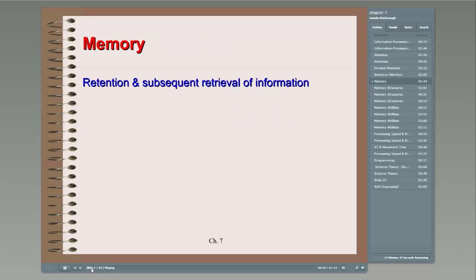All right, we're going to spend some time talking about memory. Memory is the retention and subsequent retrieval of information. You know what memory is. It's getting something out, remembering it.